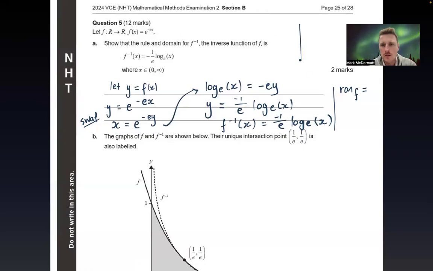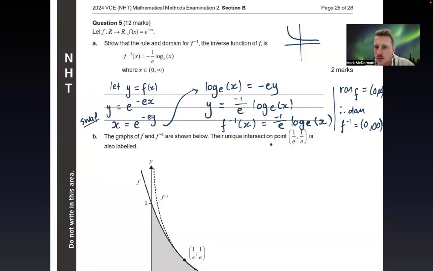Okay, let's think about what that graph would look like. E to the negative x. So just pretend e is just a number, right? So e to the -2x, for example, looks like a reflection across the y-axis. So it looks like this. So it has a range of 0 to infinity. Therefore, the domain of f inverse is 0 to infinity.